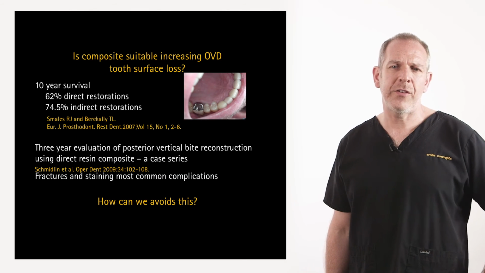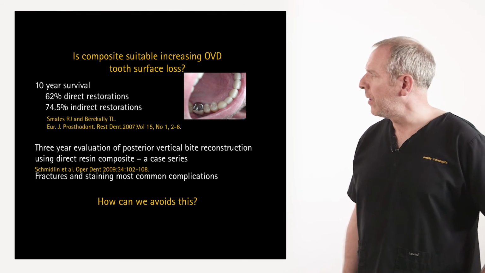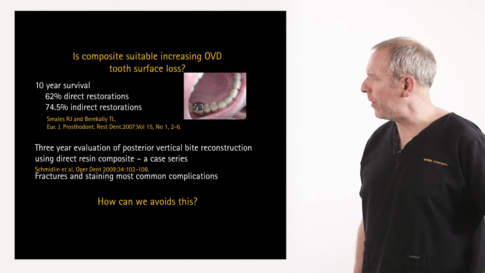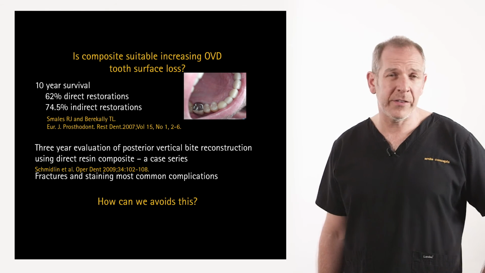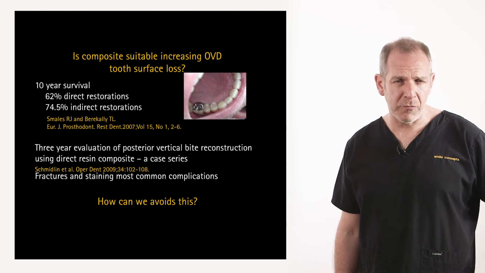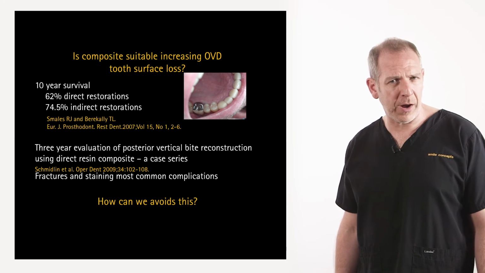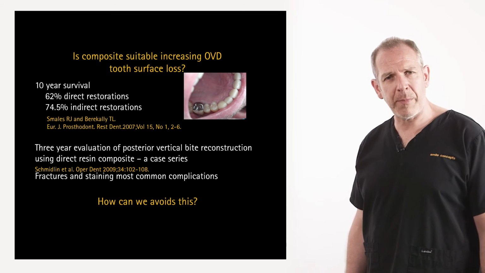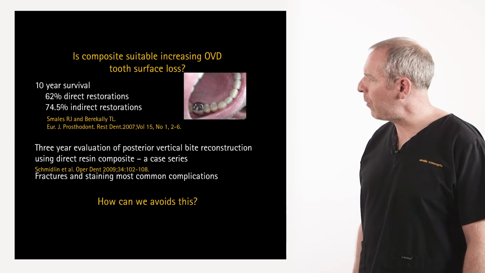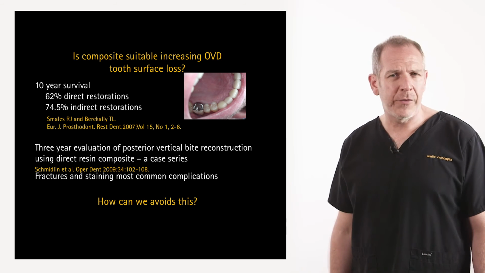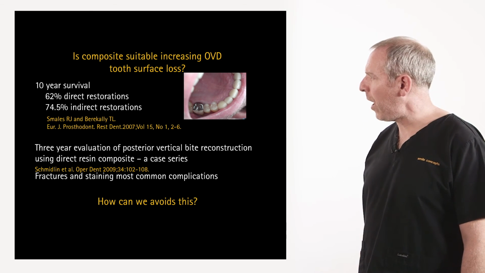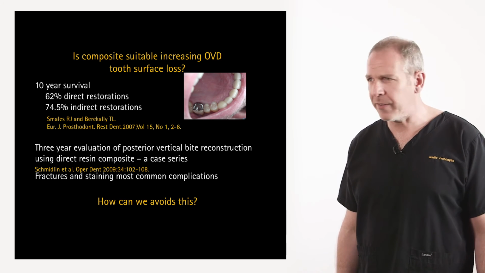However, tooth wear is challenging. And if we look at one of the major studies by Smales and Berkeley, this actually shows quite a high failure rate. So our indirect restorations, the failure rate over 10 years is about 25%, relatively high. That's probably because a large proportion of these patients are bruxists who would really benefit from splints. But look at the survival, or concentrate on the failure of direct composite. It's quite a high failure rate, about 40%.